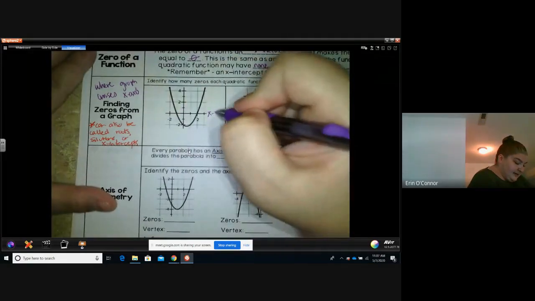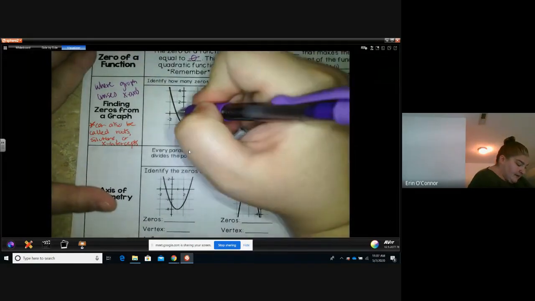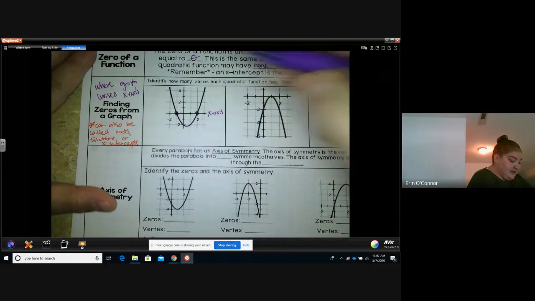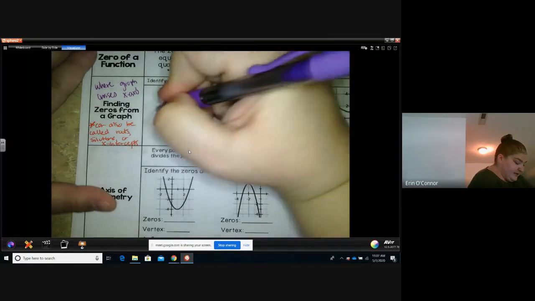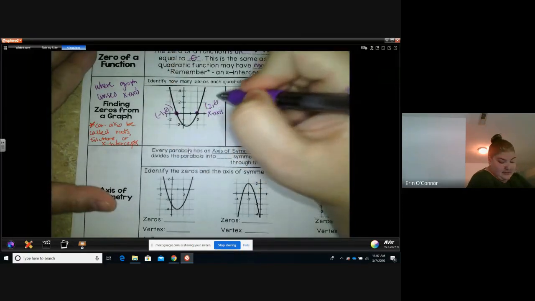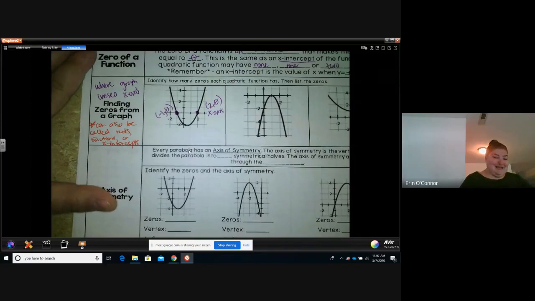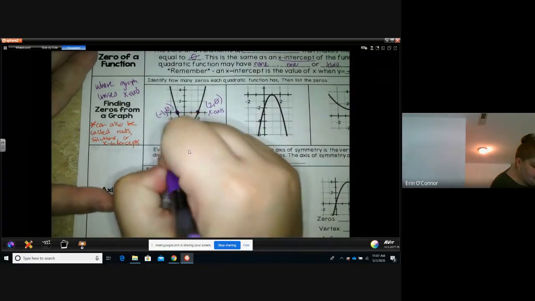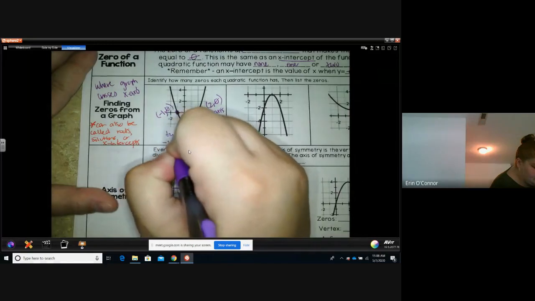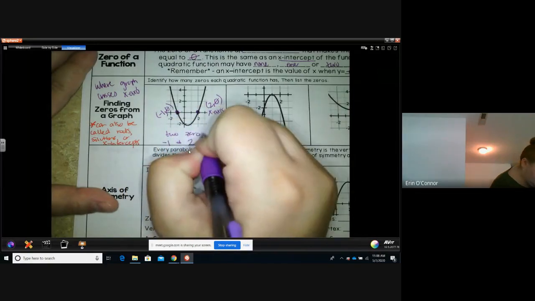So this is the x-axis right here. And the graph crosses this x-axis right here and right here. This point right here is -1, 0. And this point right here is 2, 0. Meaning that the zeros are -1 and 2. So this has 2 zeros.